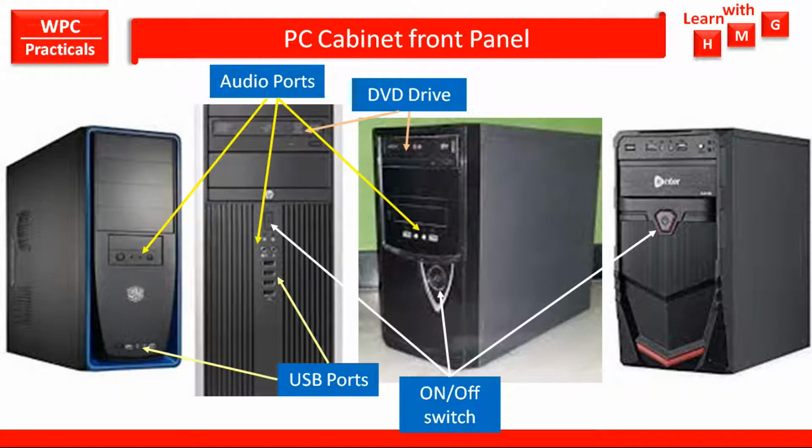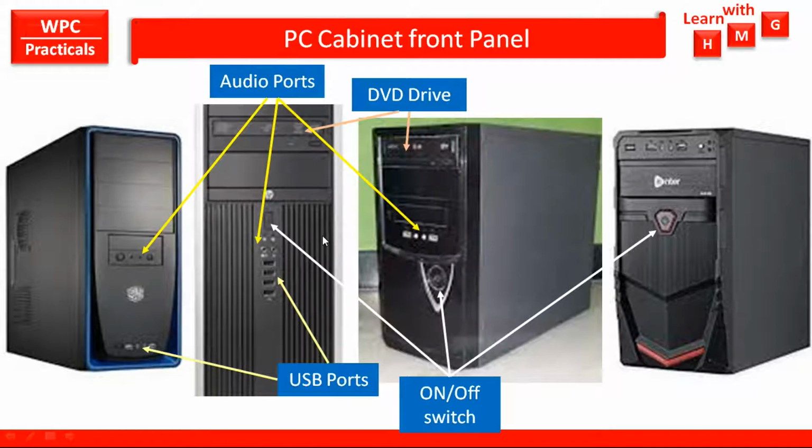So these are the various cabinet designs available in the market, and every PC cabinet has some front view like this, in which there are some common things. That is, every cabinet has an on-off switch. You can see this arrow here, there is an on-off switch. In this panel this is the on-off switch, and on this cabinet this is the on-off switch. Here this is the on-off switch.